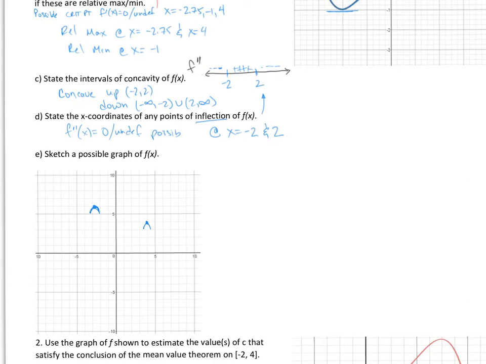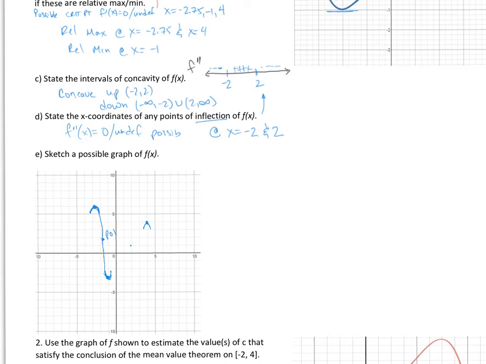Let's go ahead and put our relative minimum. The relative minimum occurs at x equals -1. So we have a relative minimum here somewhere at -1. And at -2, we have a point of inflection. So our relative minimum is like this, and this is a point of inflection. That's where it changes concavity right there. And then we have a point of inflection at 2 somewhere.